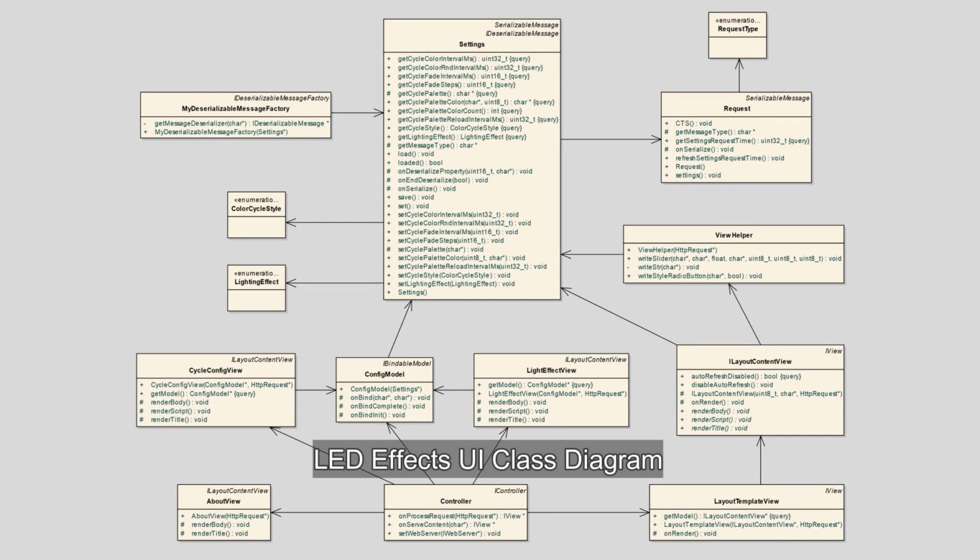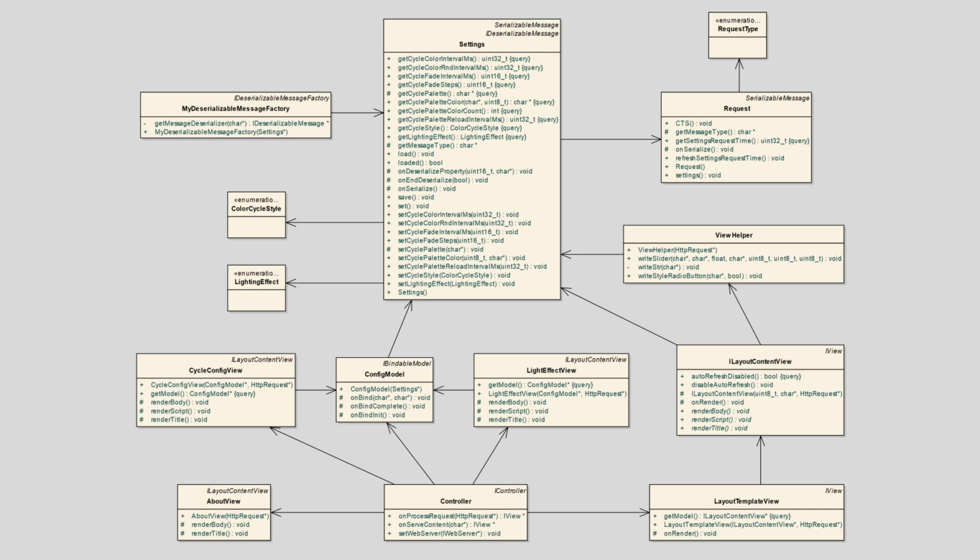The Lighting Effects UI class diagram shows the class dependencies. Settings sends and receives lighting effect values to and from the Uno controlling the LED strip light. Config model is used by effects config and selection views and interacts with settings. The deserializable message factory has the responsibility for instantiating the correct incoming message over the serial connection.